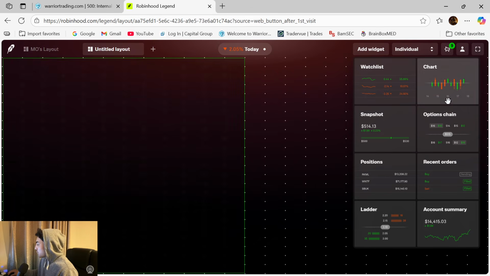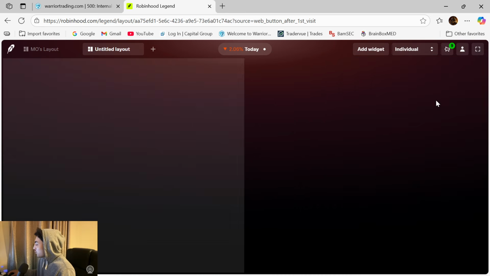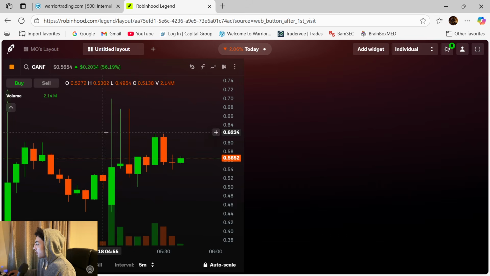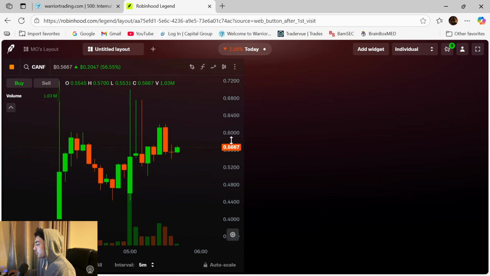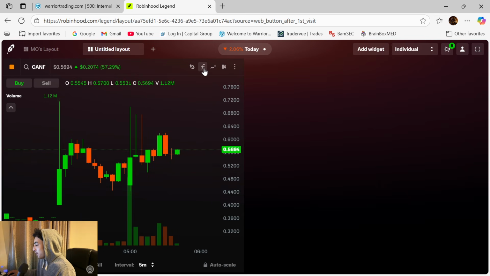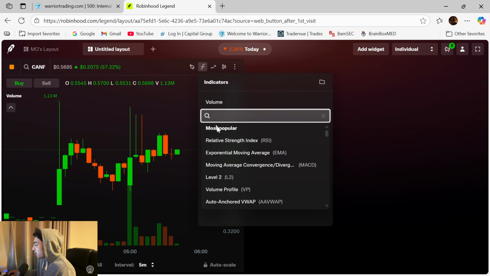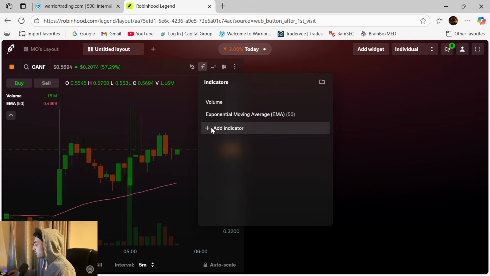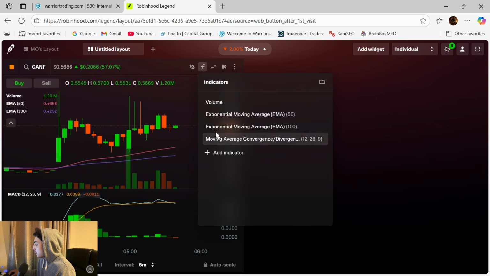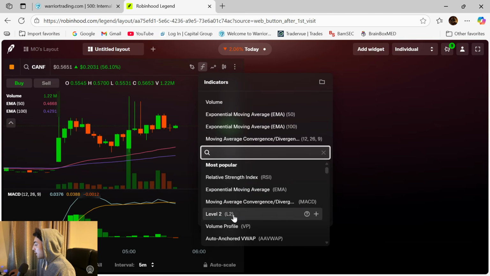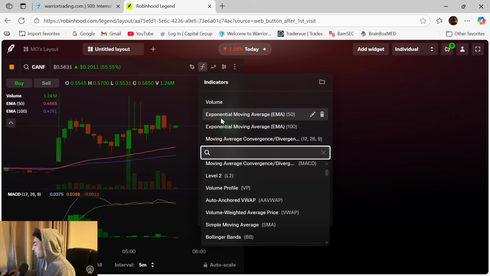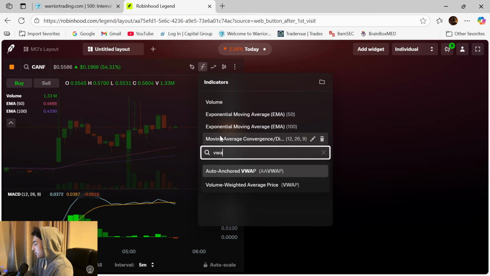Start from scratch. This is Warrior Trading, Robinhood Legend. Go to chart and type in the stock you want. I had three charts open. One stock is pretty nice, right? But it's like, okay, where's everything? Go to indicators and start adding stuff: EMA, EMA, MACD, and where's the VWAP? Just look at it.